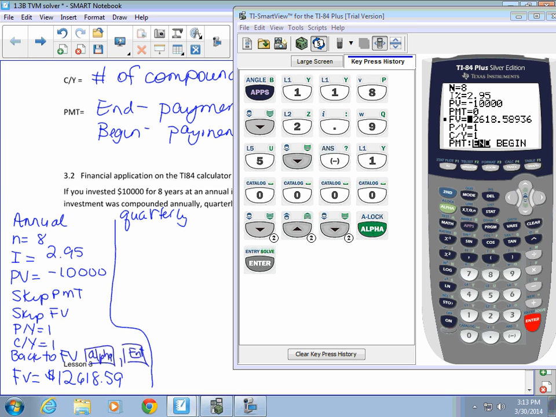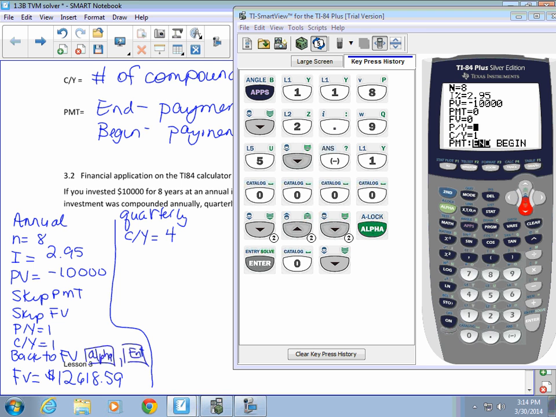our interest rate is still 2.95%. Our present value stays the same. Payment stays the same. So we need to go to future value here and change that to a 0. Payments per year, same thing, it's doing it once a year. We're only getting paid once, but our interest is being calculated quarterly. So our calculations per year is equal to 4.